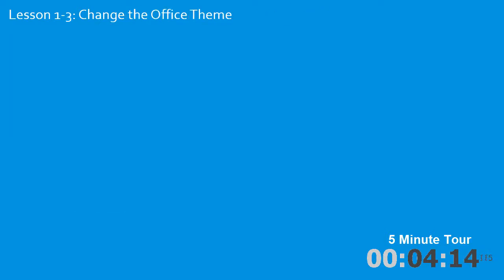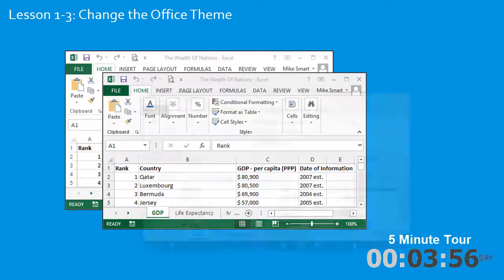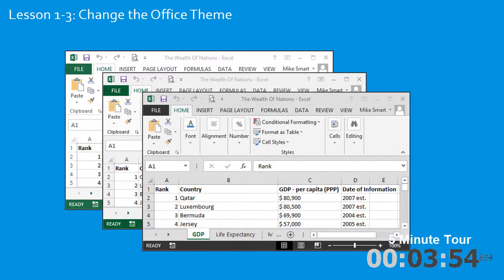In the third lesson, you'll learn how to change the Office theme. This is a brand new feature for Excel 2013. Many users find the standard white theme is difficult to work with and gives them eye strain. I'll show you how you can change this to the light grey theme or the dark grey theme, which you'll find a lot easier on your eyes.